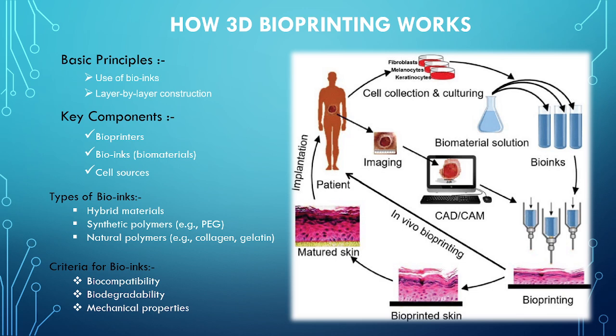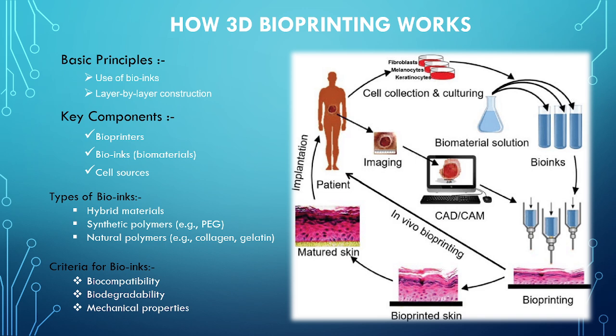So we have the cells along with these bioinks, so that we use that ink to print the necessary organs, right? Natural polymers are directly from our tissues, like collagen, gelatin, and so on, right? Hybrid materials are the combination of natural and artificial materials.